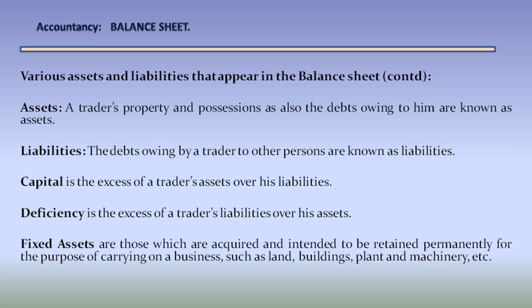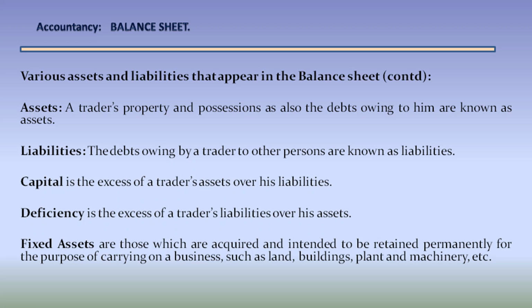Various assets and liabilities that appear in the balance sheet. Assets. A trader's property and possessions as also the debts owing to him are known as assets. The debts owing by a trader to other persons are known as liabilities. Capital is the excess of trader's assets over his liabilities. Deficiency is the excess of a trader's liabilities over his assets.